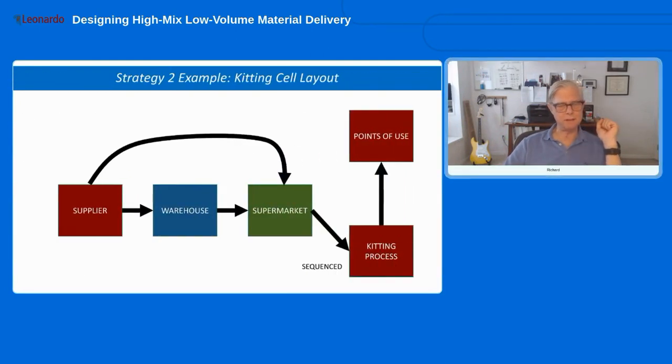So it would look something like this. You've got a supplier delivering to the warehouse or to a supermarket, as we discussed, and then you've got this new process called kitting, which would typically be happening with the supermarket or close by, and then delivered to the points of use. That is the workstations, right, that are actually doing the work. Right, so that's pretty clean.